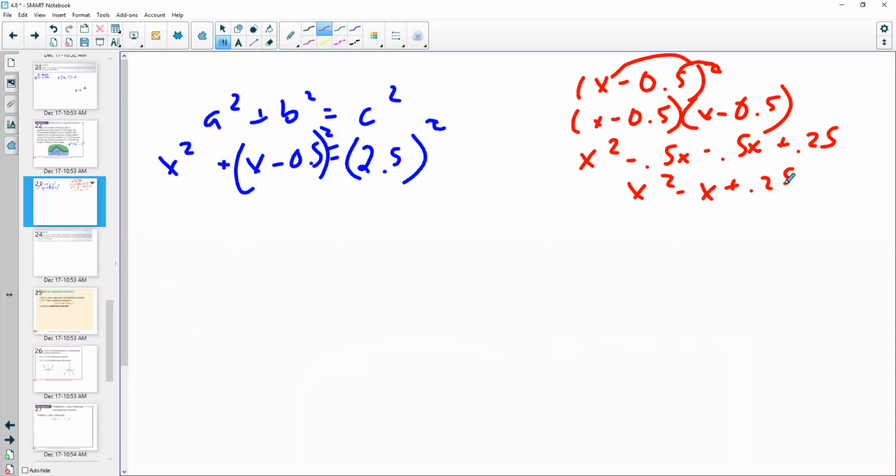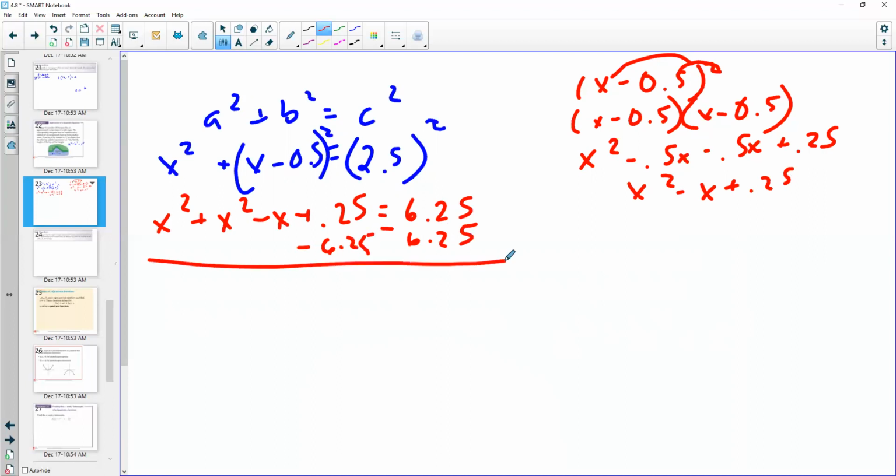All right, so now over here, I'm going to have x squared plus x squared minus x plus 0.25 equals 2.5 squared, which is 6.25. Now I just have to get this into standard form, right? So I'm going to move 6.25 over and combine my like terms. So I have 2x squared minus x minus 6 equals 0. Well, that's not as ugly as it could have been, right?